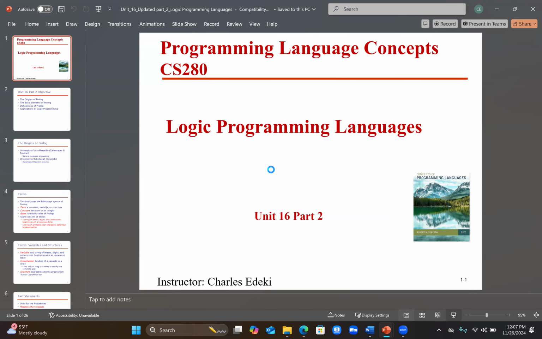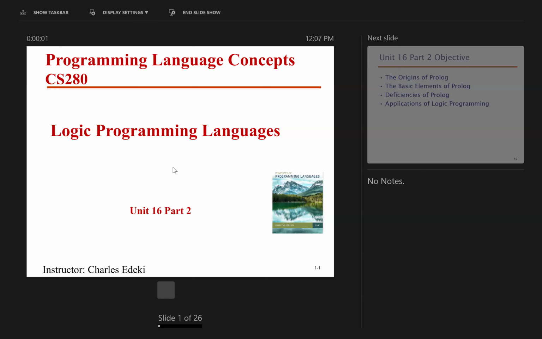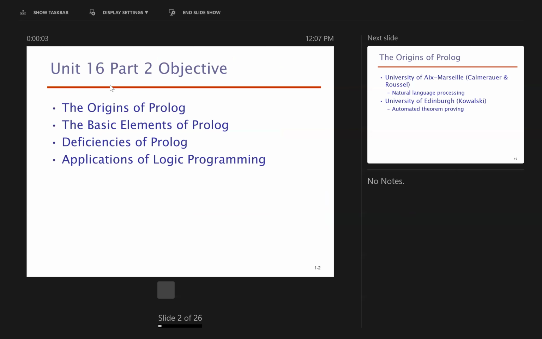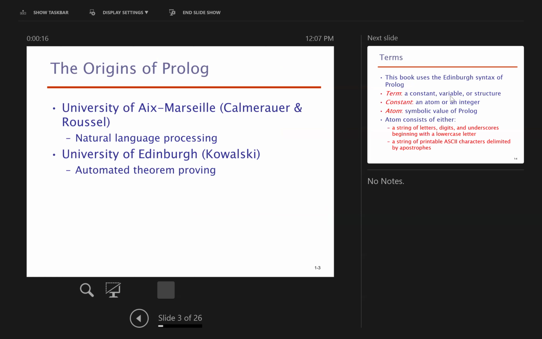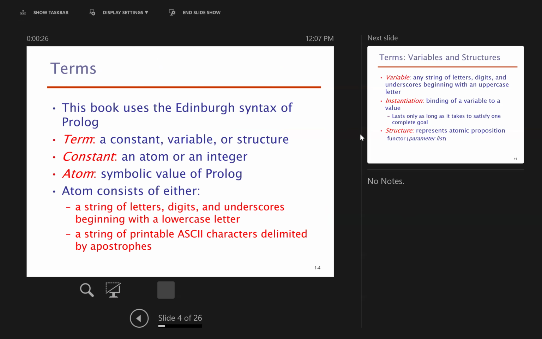Okay, so the second slide here, we shall go through the whole concept of Prolog. Again, I'm using the slide straight from the book, so the book doesn't go into detail about it, but again, just to get the idea of the whole concept. The origin of Prolog is two different places, one in France and one in Edinburgh University. The book here used the Edinburgh one, so that's what they say here. The book uses the Edinburgh syntax of Prolog.